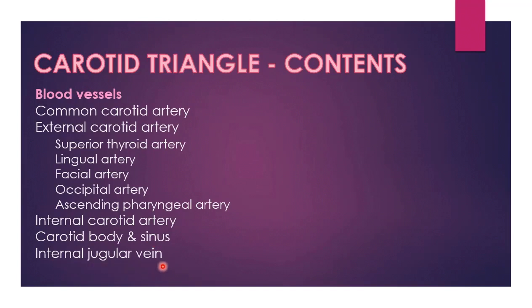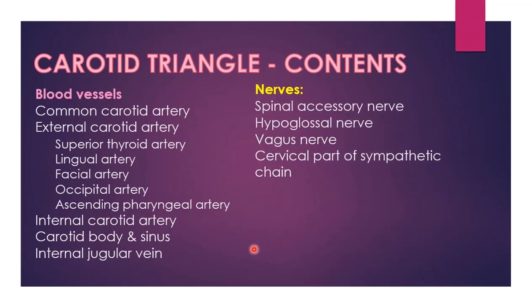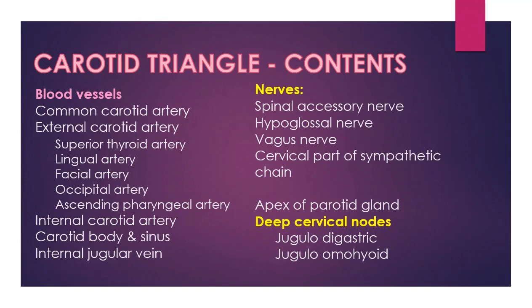Then internal jugular vein. Followed by that, other structures are the nerves, mainly the last 3 cranial nerves, the 10th, 11th and 12th: the vagus nerve, spinal accessory and hypoglossal. Then the cervical sympathetic chain is also seen in the carotid triangle behind the great vessels. Then other structures apart from this, a small part of the parotid gland, the apex of the parotid gland you can see, and deep cervical nodes.